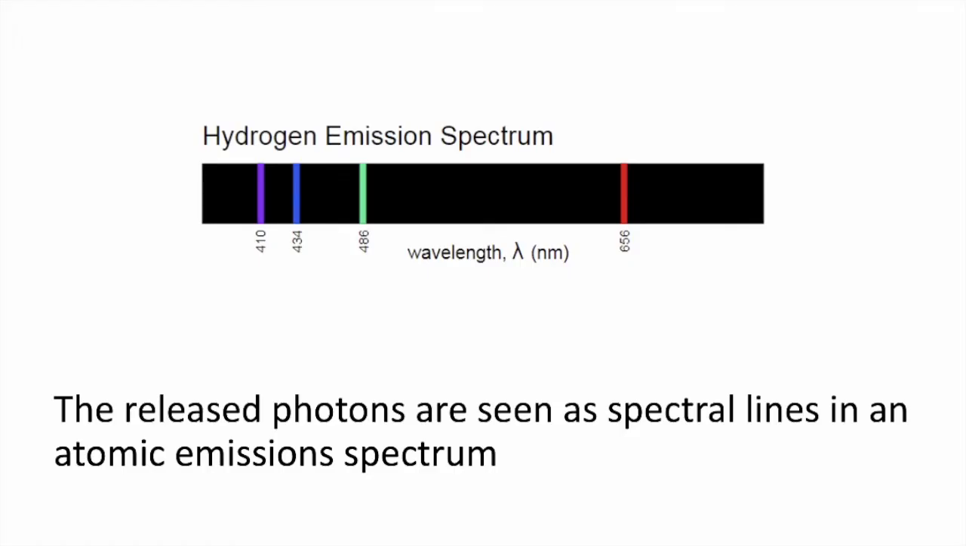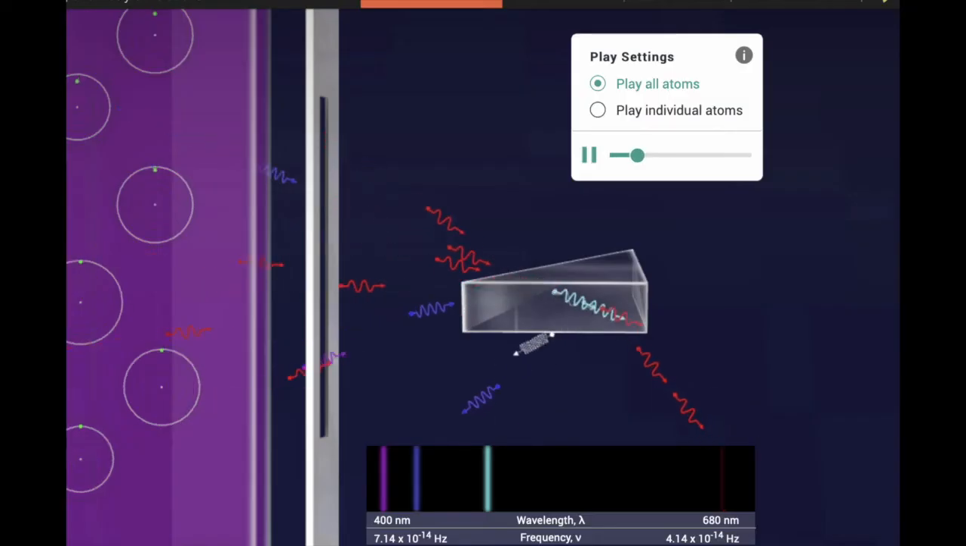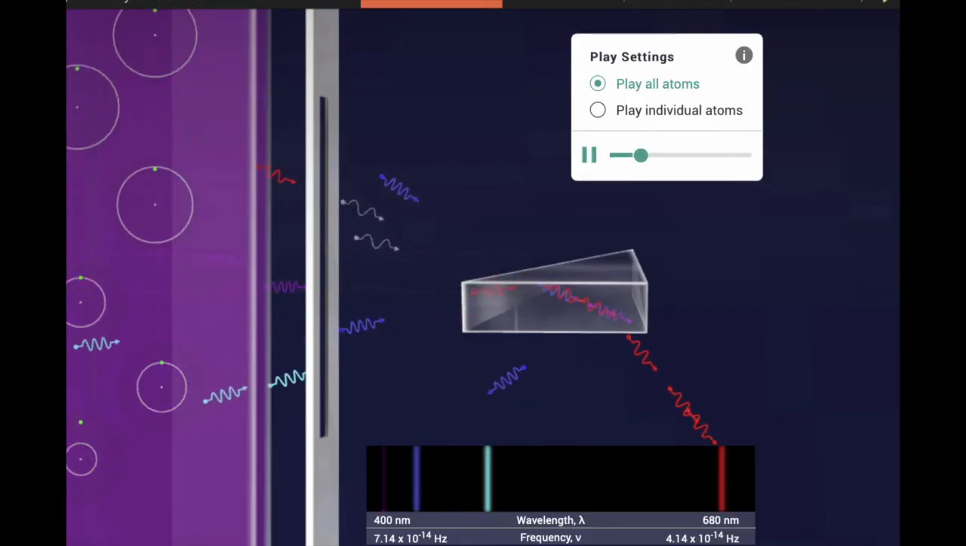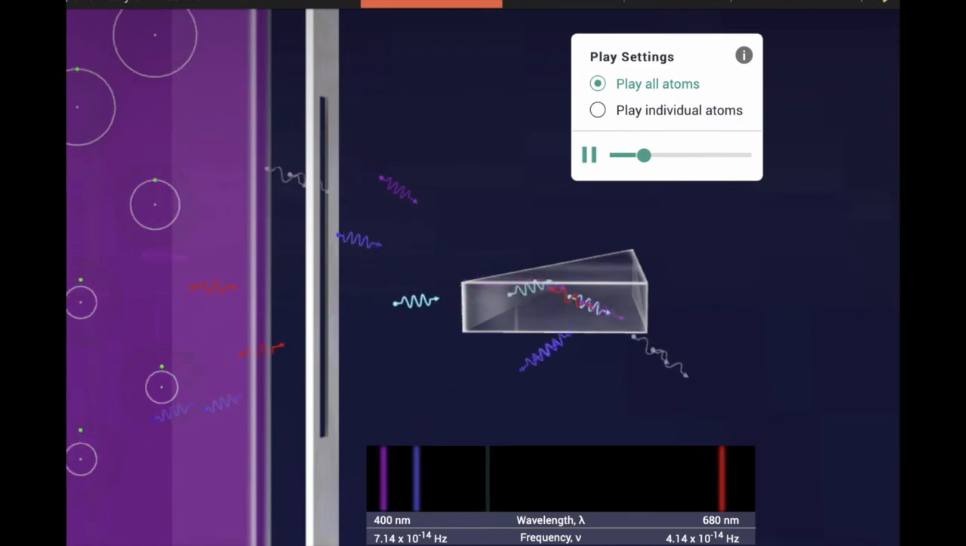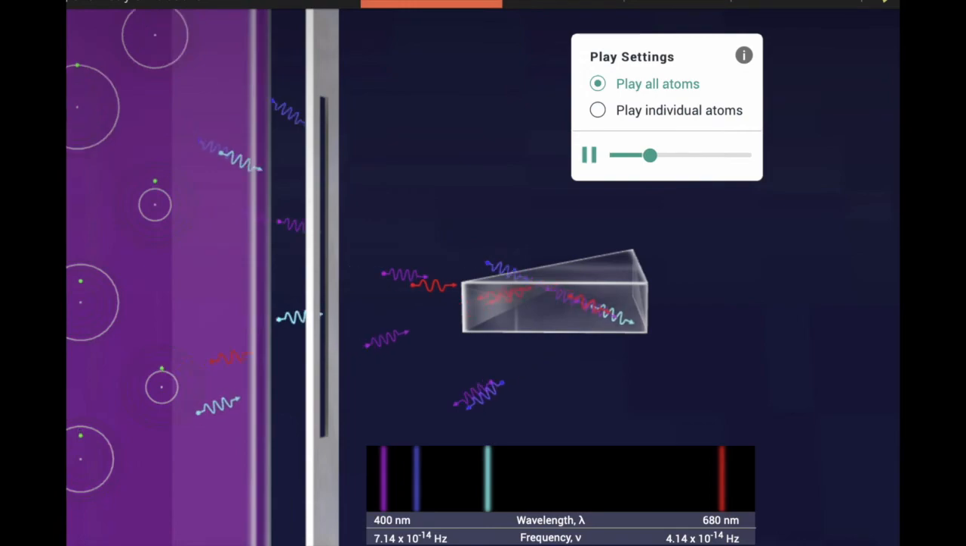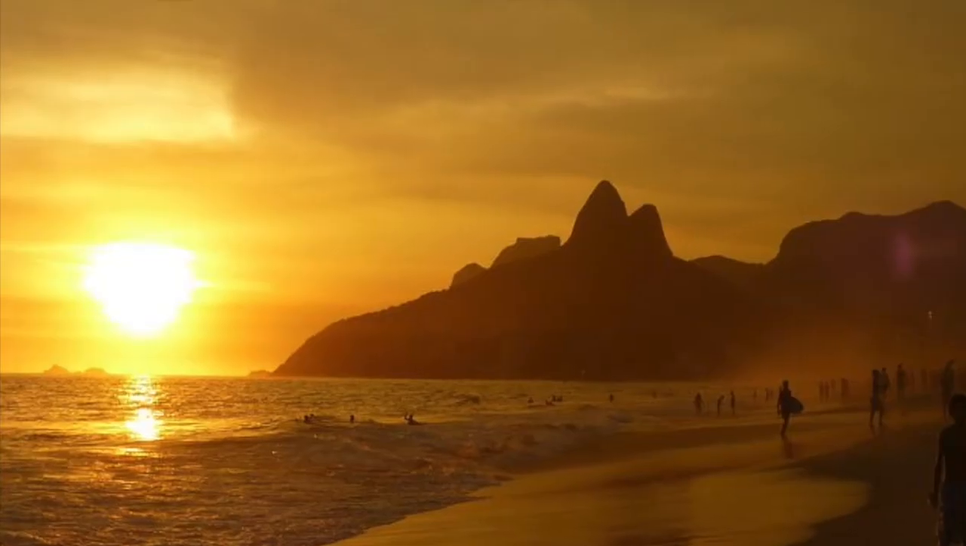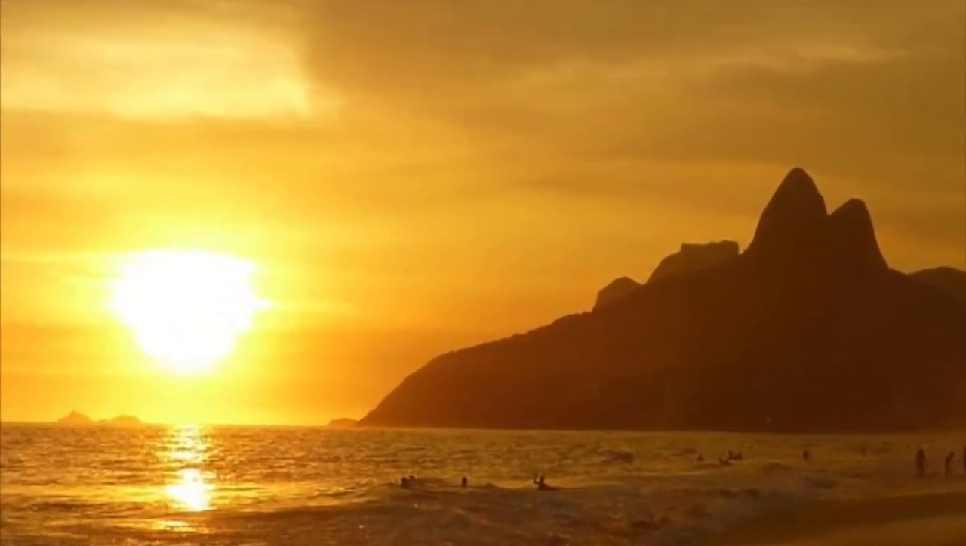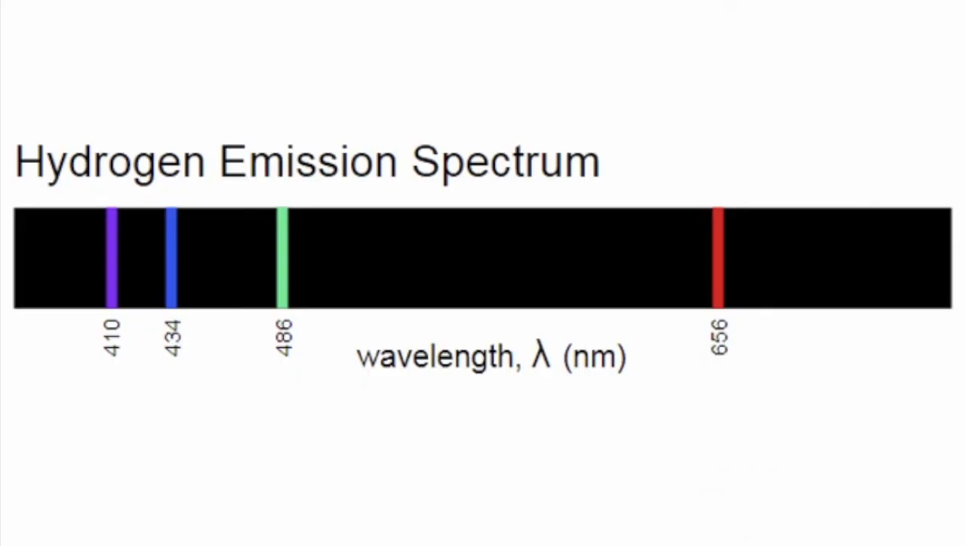This release of photons creates an atomic emission spectrum. Scientists can isolate the wavelengths in a substance's emission spectrum by shining light from the excited atoms through a prism, and this will separate the wavelengths through refraction. Otherwise, the wavelengths would all be blended together. Unlike the sun, which has a continuous spectrum like the rainbow, a hydrogen atom will emit only a few wavelengths. The hydrogen spectrum, which looks like this, is a line spectrum and not a continuous one.